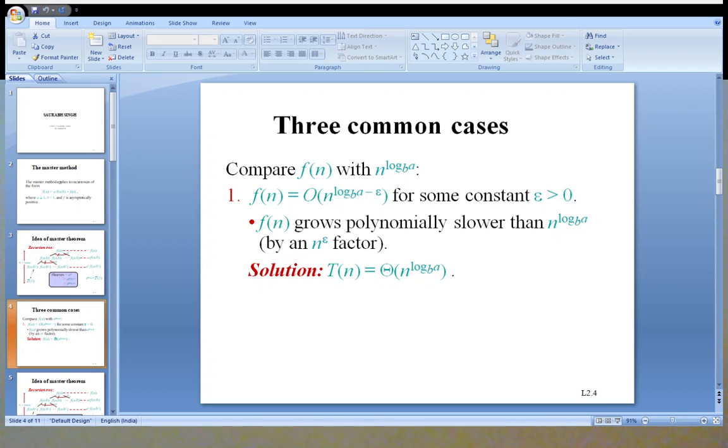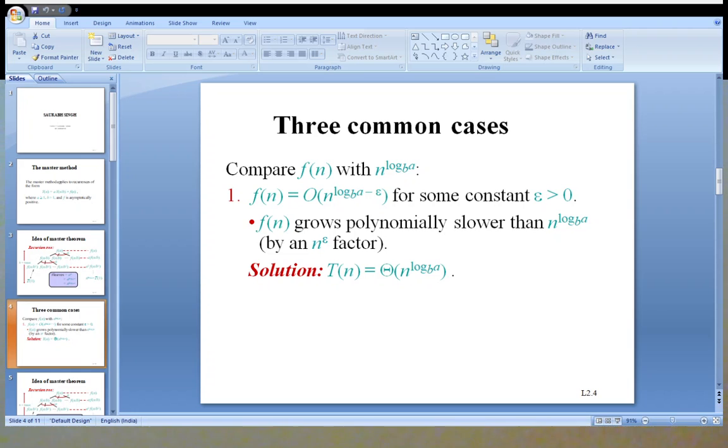In case 1, n raised to the power log a base b, the number of leaves, exceeds the cost of the division at the root node. So this can be written as f(n) equals O of n raised to the power log a base b minus epsilon. So n raised to the power log a base b is greater than f(n). Simply, we can say that n raised to the power log a base b grows polynomially larger than f(n), or f(n) grows polynomially slower than n raised to the power log a base b. Then the question comes under category 1.